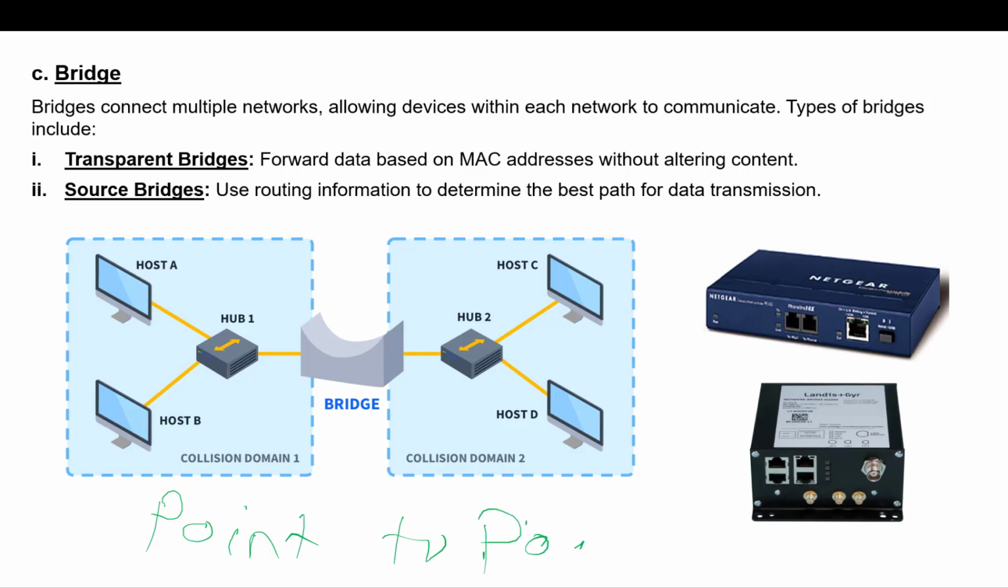This point-to-point network, a bridge is what we use in a sense. When we say the headquarters is in Freetown and the other headquarters is in Bo, the bridge in the middle connects them both, right? So we have two types of bridge.